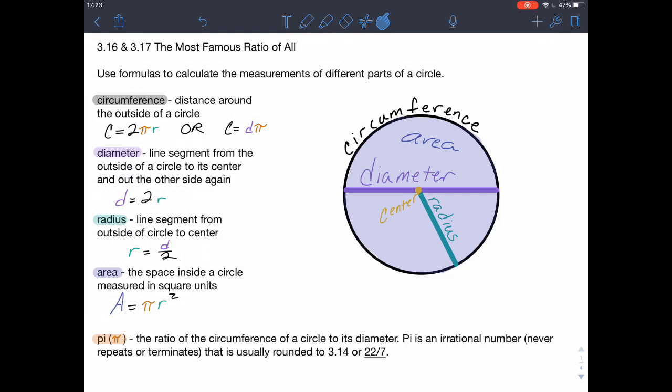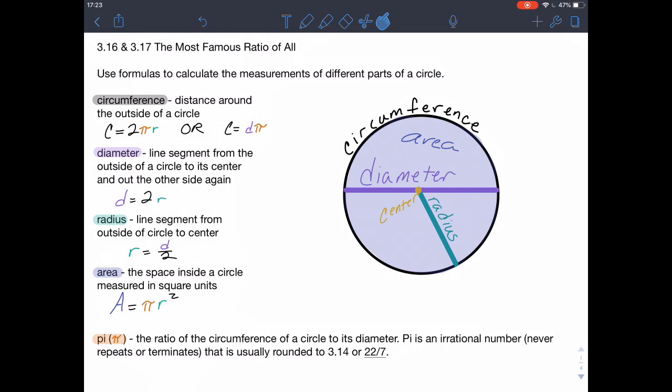In this video we're looking at lessons 16 and 17, the most famous ratio of all. Our learning goal is to use formulas to calculate the measurements of different parts of a circle. This will help us to master Standard 7.G.B.4. Know the formulas for the area and circumference of a circle and use them to solve problems.